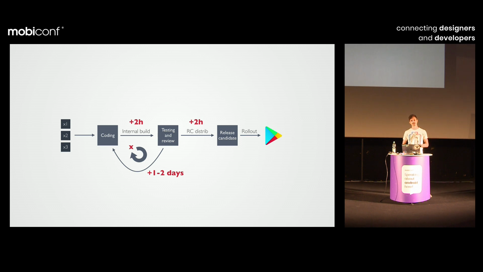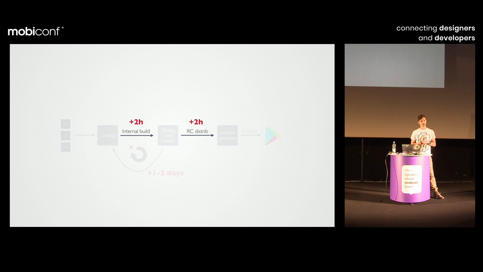So we had a couple hours for internal distribution, a couple hours for release candidate distribution. We had some feedback loops between QA and the engineering team, and about 1, maybe 2 days for QA manual testing. So if you think about releasing once a week, as you can see, there is not much time left for coding. That's why we needed to start our optimization process.